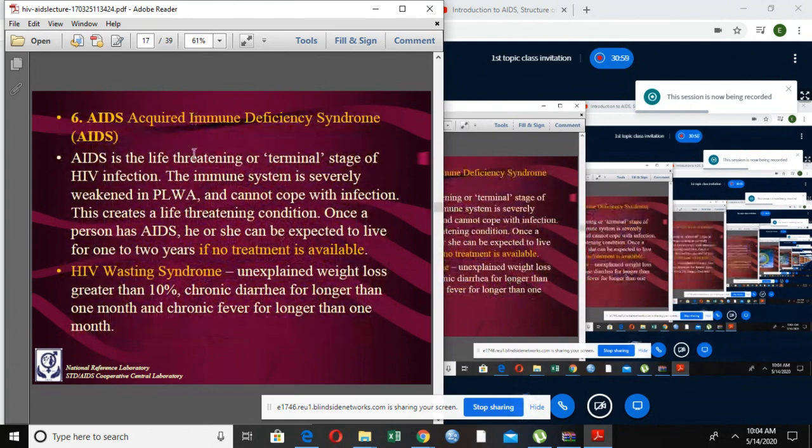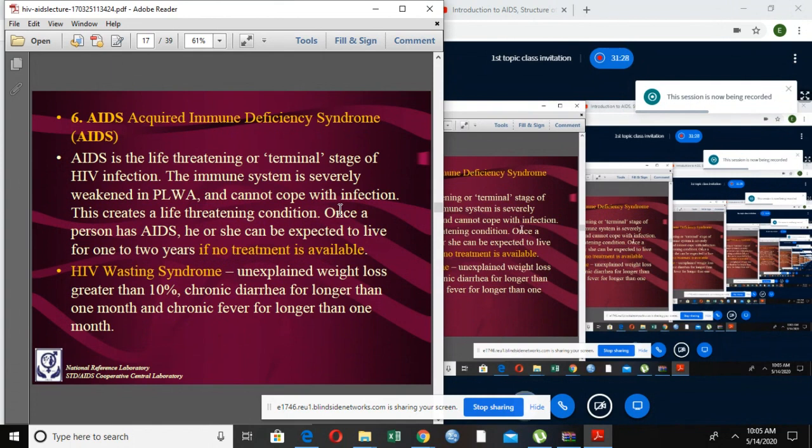Then we have phase number 6, where we have AIDS now, acquired immune deficiency syndrome, where your immunity is very deficient. You have very low immune cells that will help protect you against any disease. So AIDS is a life-threatening or terminal stage of HIV infection, where the immune system is severely weakened in people living with HIV and AIDS and cannot cope with the infection.